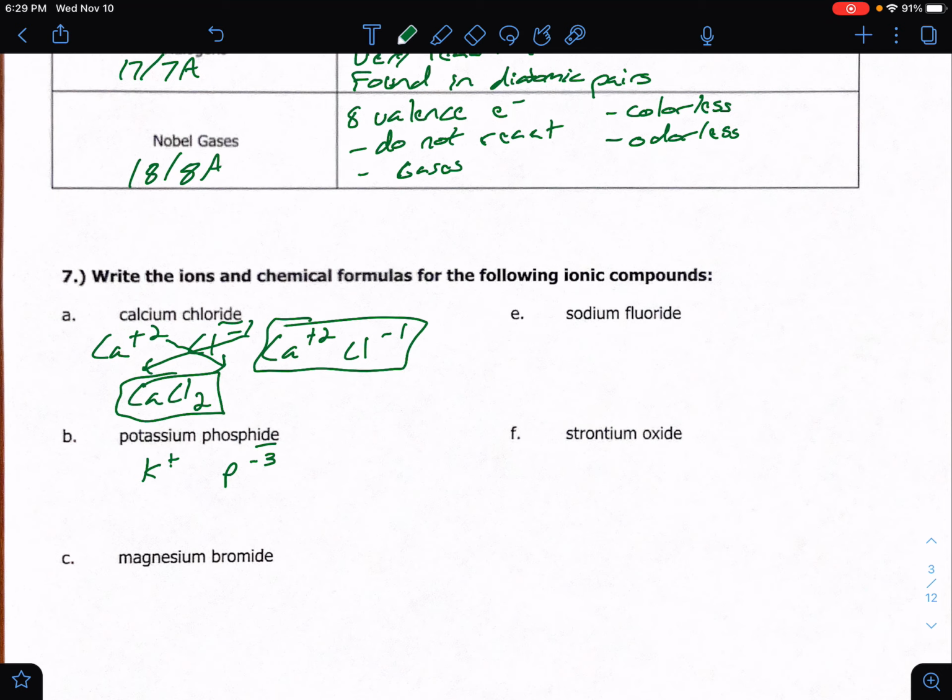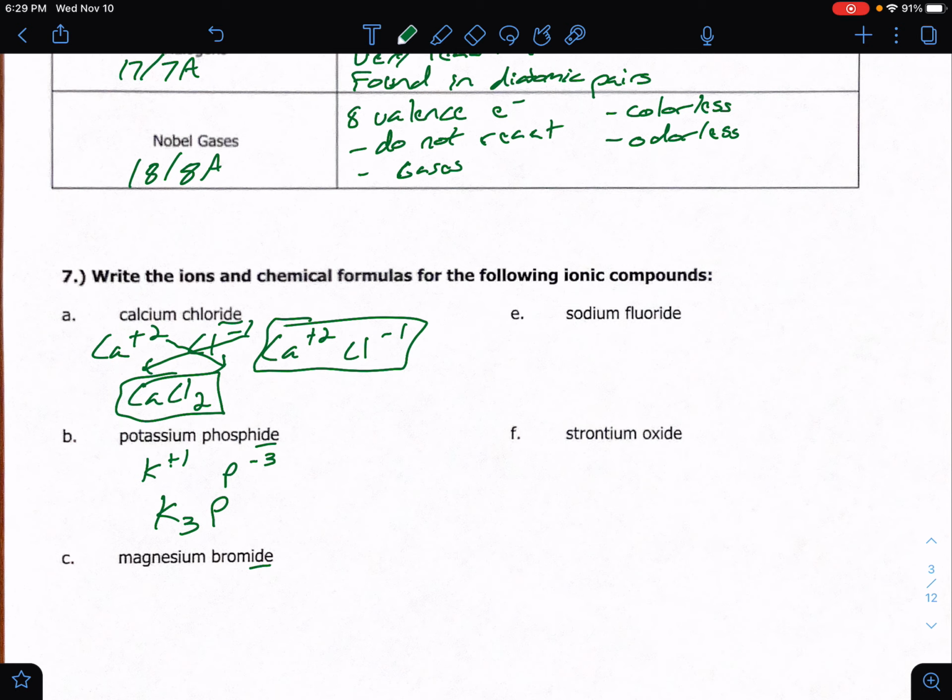Then you could do your crisscross if you want to. You take the 3 to the potassium, and take the 1, this imaginary 1 right here, to the phosphorus. That means I need 3 potassiums and 1 phosphorus: K3P. It's really important that you remember that IDE means it's just the element by itself. There is no oxygen, there is no polyatomic ion. It's just bromine by itself.